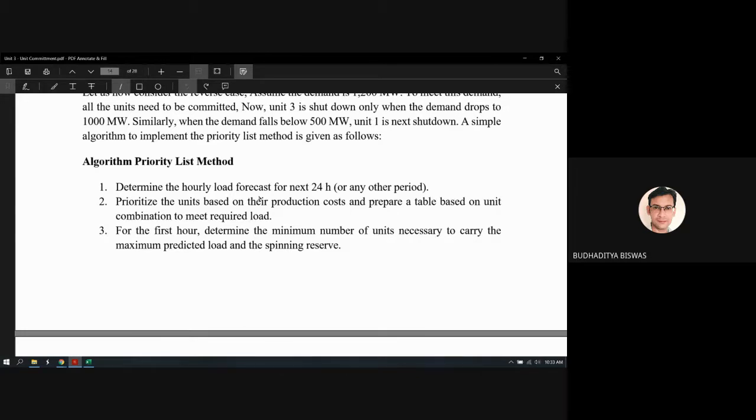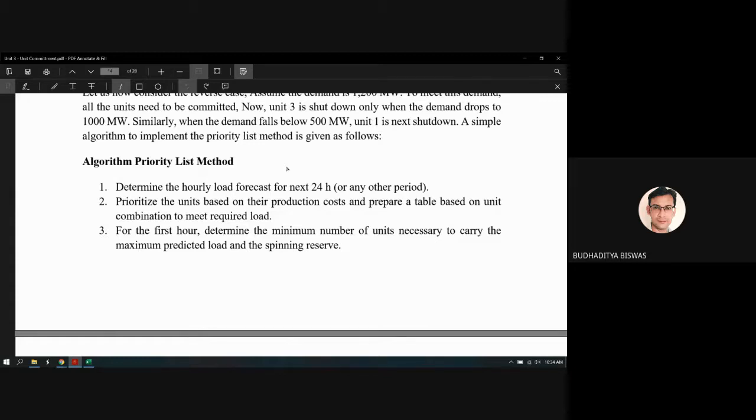And here the priority is based on the average production cost of a particular unit. If the average production cost is lower, then this unit has the highest priority compared to the others. And if it increases, then the priority order also increases. Our aim is that the unit which generates electricity at a lower price, we need to run that unit as much as possible in a particular time, say for 24 hours in a day.